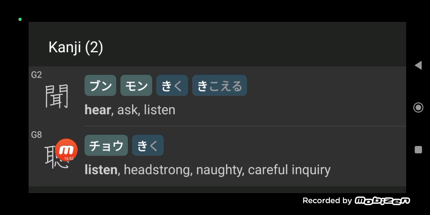Here, to form the reading, onyomi cho, kunyomi kiku, but the kiku here is rather specific to mean being more attentive or more focused for professional and concentration purposes. So listening in a headstrong manner or careful inquiry. So that's it, minasan. So I believe we have reached the last part of our lesson for today.